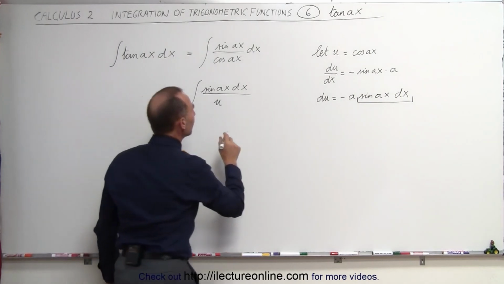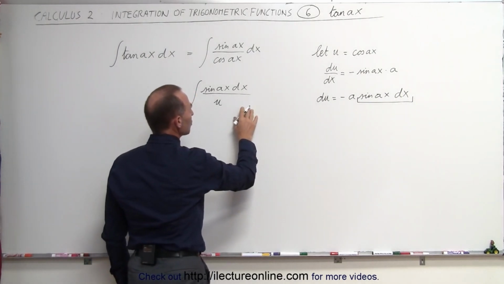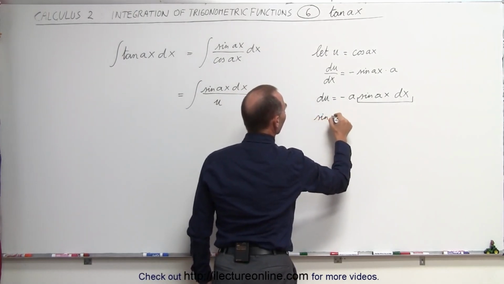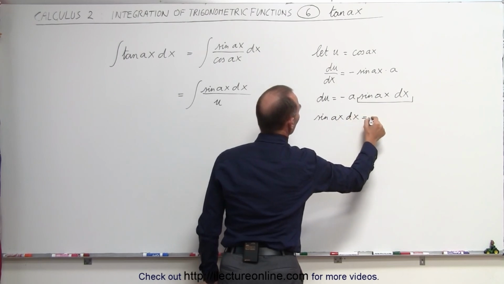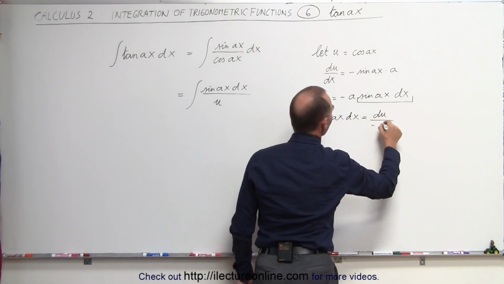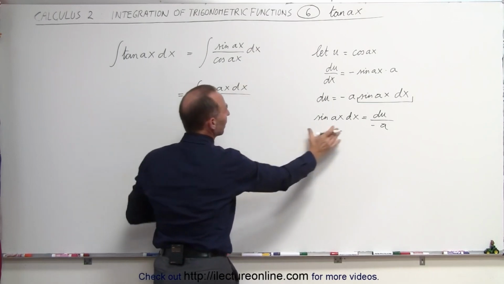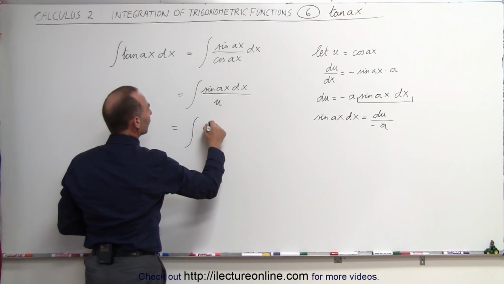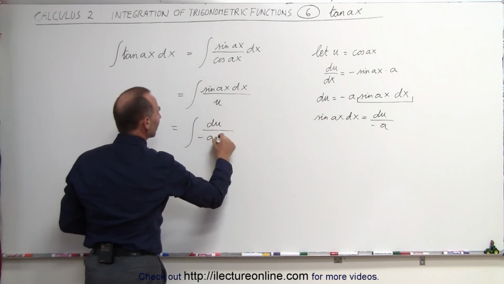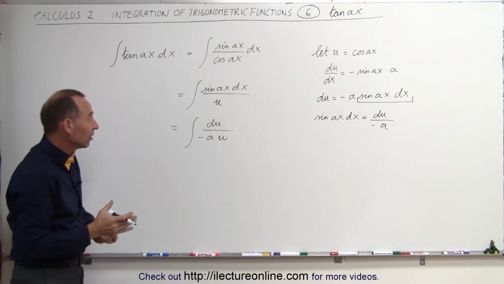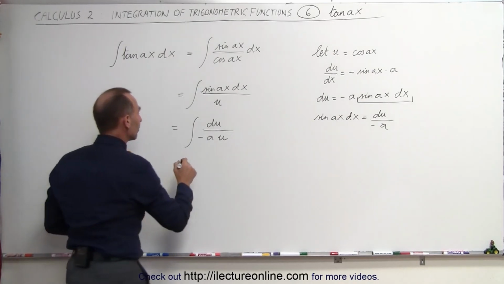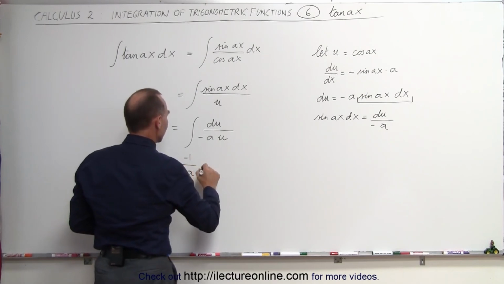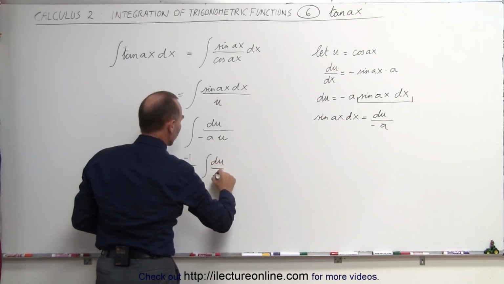All right, what we can then do is say that the sine of ax dx can be written as du divided by minus a. So we're going to replace what's in the numerator by du over minus a. This can now be written as the integral of du over minus a times u. And since a is a constant, we can move that outside the integral sign. This can now be written as minus 1 over a, times the integral of du over u.